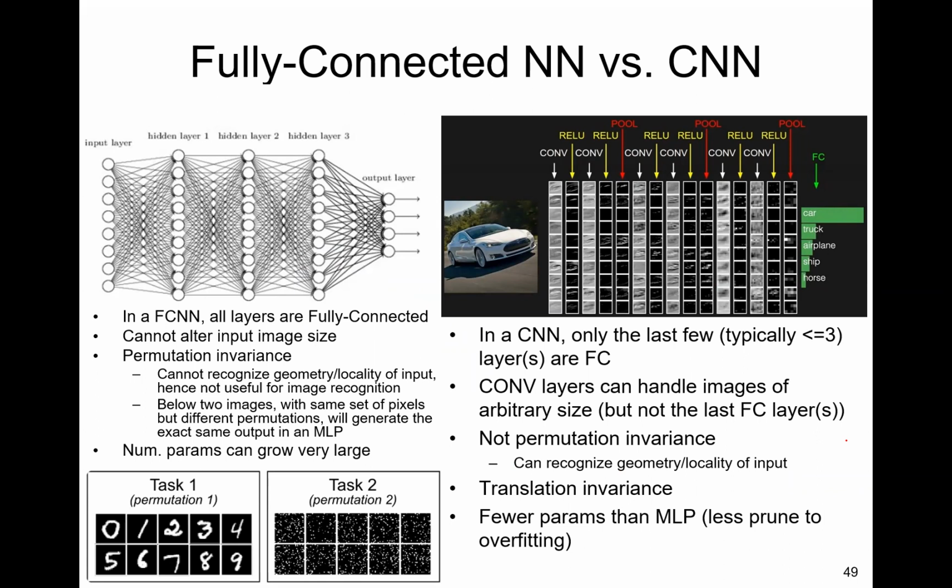So let's look at a fully connected neural network. That is, from the input to the output layer, every layer is fully connected. Then what happens? First, the input image size cannot be altered easily. And then the more serious problem is the permutation invariance. That is, it cannot recognize geometry locality of input, hence not useful for image recognition.